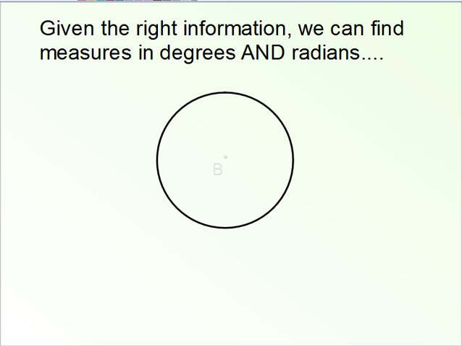Given the right information, we can find measures in degrees and radians. So here I have a circle. I have the center of that circle. I have a central angle coming from point B, which is the center. I'm going to name the end points of my arc, right? A to C around the edge of my circle is an arc. We're going to call that arc AC with central angle B.